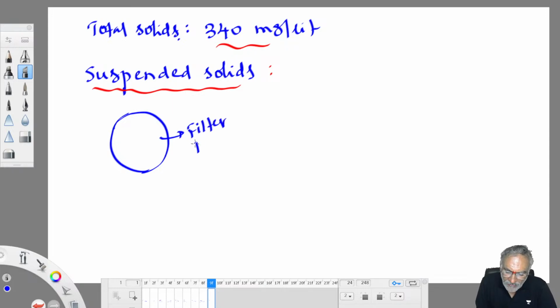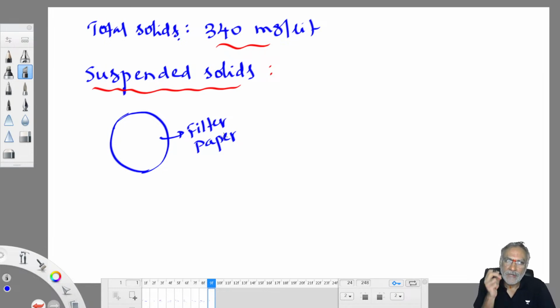This filter paper contains what? Small pore spaces. Through those pore spaces, it allows only colloidal particles and dissolved particles, because filter paper has openings that are smaller than the smallest suspended particle in water. What is the size of the smallest suspended particle? 10 power minus 3 mm. The paper contains openings having a space less than 10 power minus 3 mm.